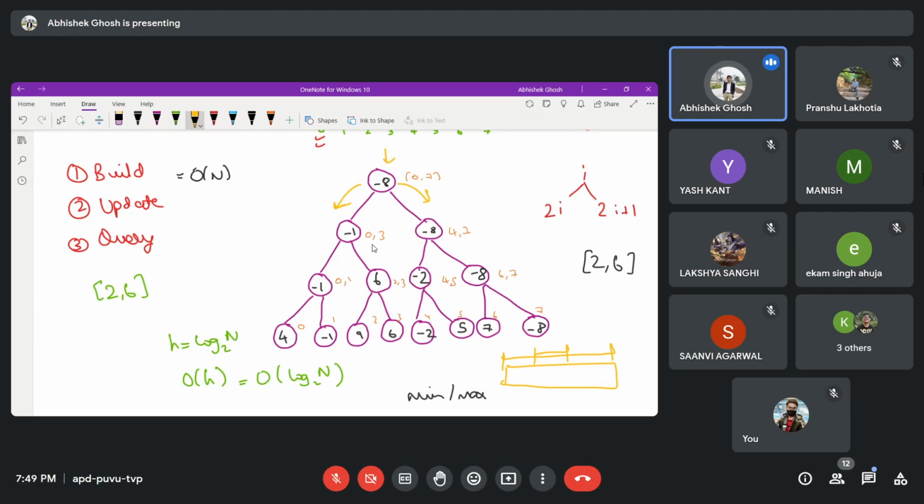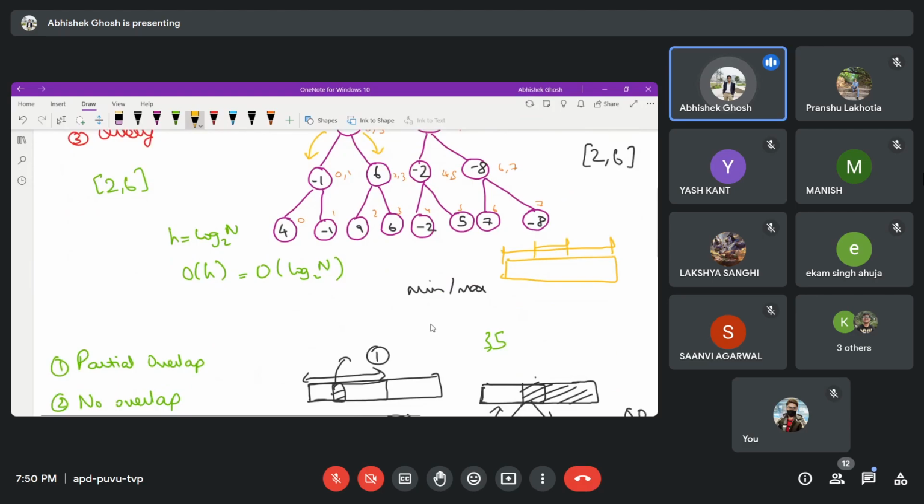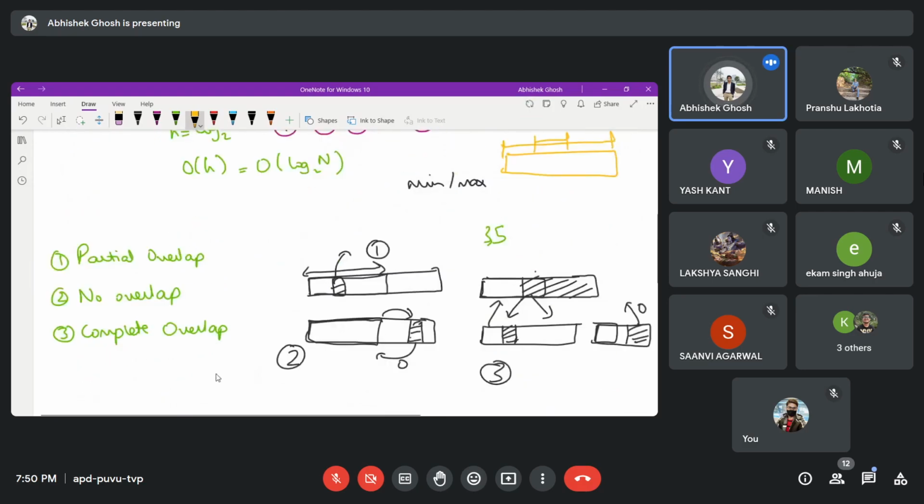So I check 0 to 3. 0 to 3 is also partially overlapping with 2 to 6, right? 2 to 3 is actually the part that is common, the intersection of the two. So I need to make a call for left child and right child both. So left child is 0 comma 1. Does 0 comma 1 have any overlap with 2 comma 6? 0 comma 1 is the answer for this part, and 2 comma 6 is the range that I want. So it's the case of no overlap, condition number 2.